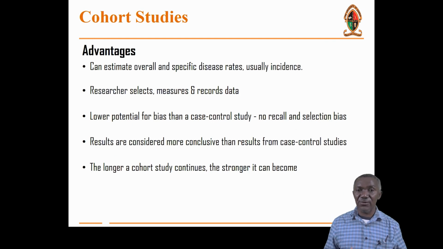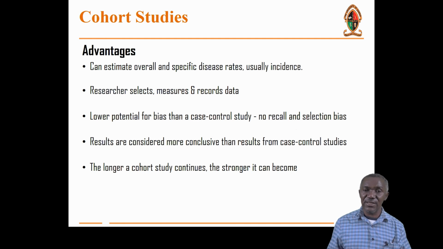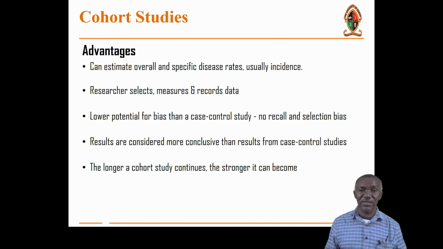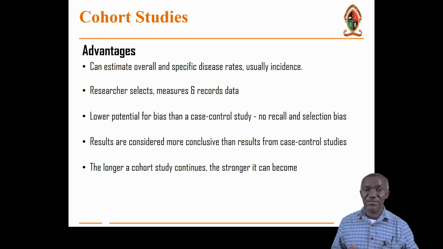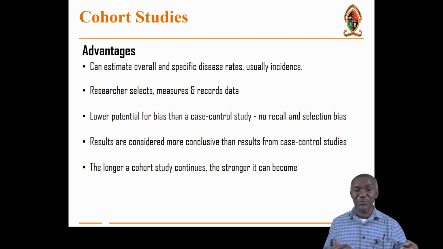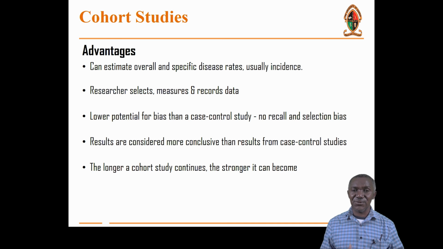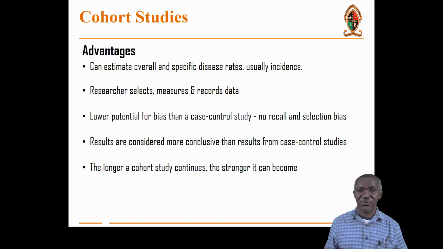It can also estimate overall and specific disease rates. So we can use the cohort study to estimate incidence, and you can also use it to determine prevalence. The researcher selects, measures, and records data. So the researcher selects elements with respect to their exposure or non-exposure status, and then measures and records data. Those are advantages. It also has lower potential for bias than a case control study.